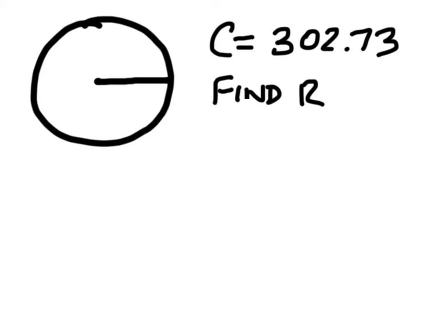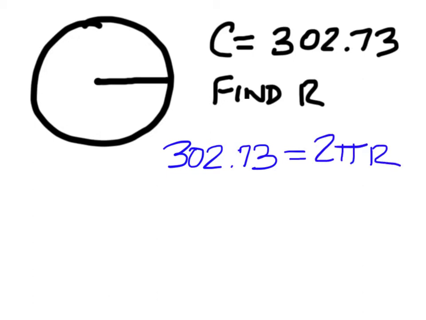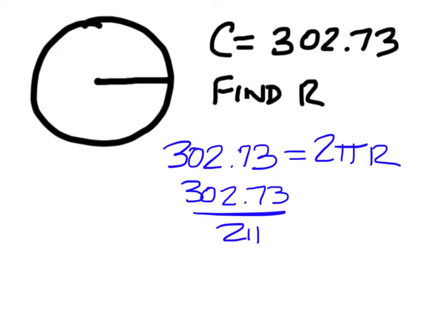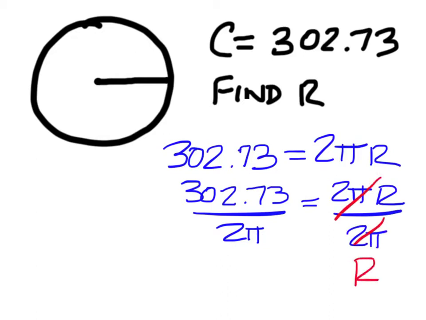Alright, you need 302.73 and set that equal to 2 pi r. And then you'll do 302.73 divided by 2 pi, and then 2 pi r divided by 2 pi. So these cancel out. You're left with r, and you'll type in 302.73 divided by 2 times pi. You should come back with 48.2.